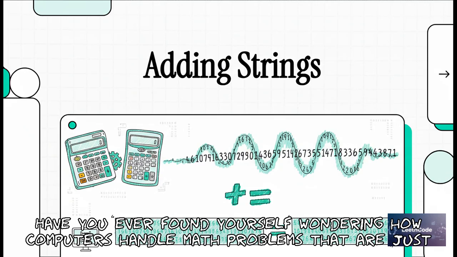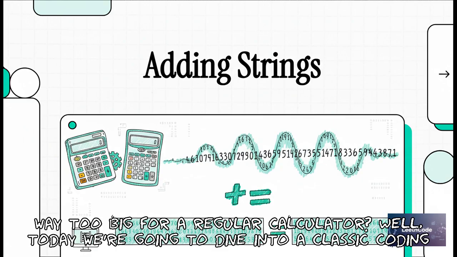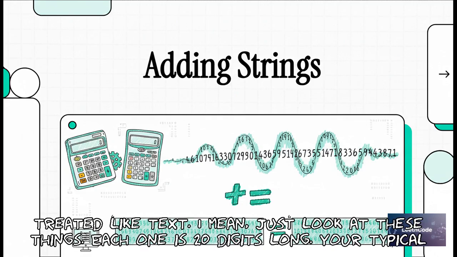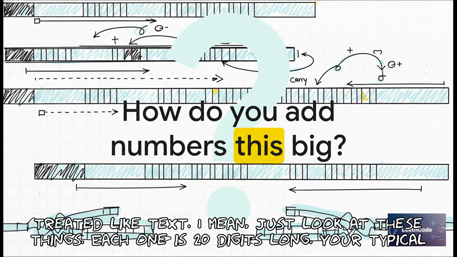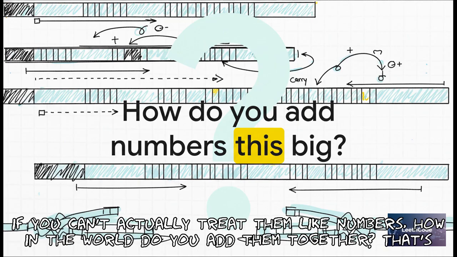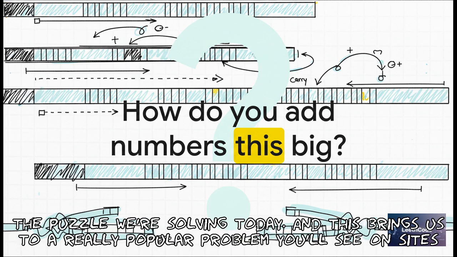Have you ever found yourself wondering how computers handle math problems that are just way too big for a regular calculator? Well, today we're going to dive into a classic coding challenge that does exactly that. We're talking about adding numbers so massive they have to be treated like text. I mean, just look at these things. Each one is 20 digits long. Your typical integer type in most programming languages is just going to overflow. It can't handle it. So if you can't actually treat them like numbers, how in the world do you add them together? That's the puzzle we're solving today.